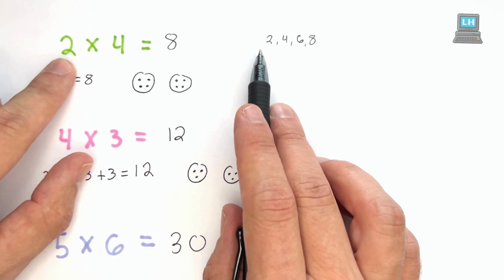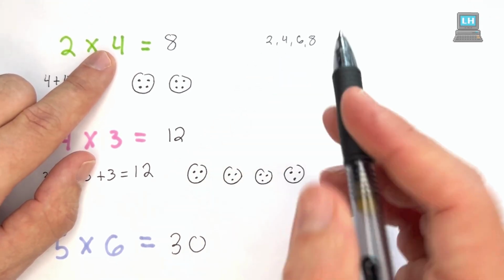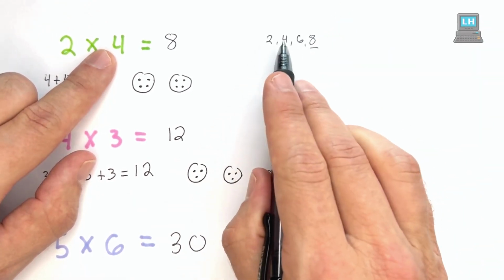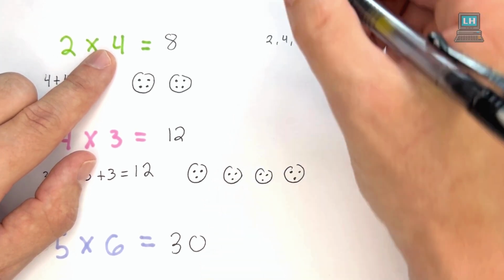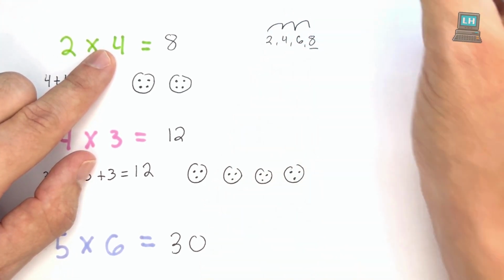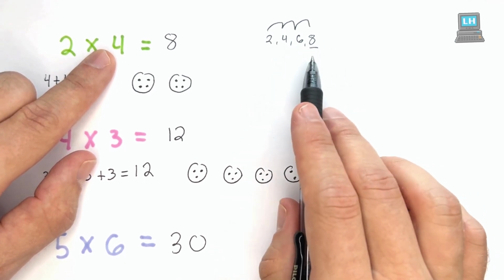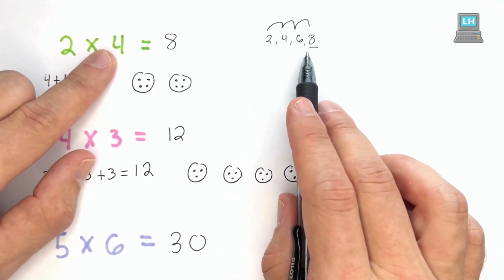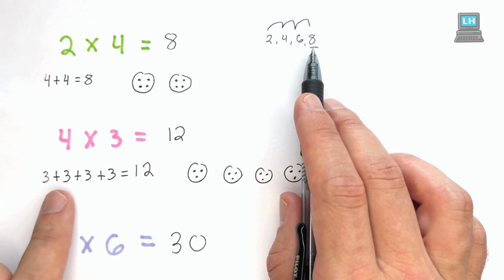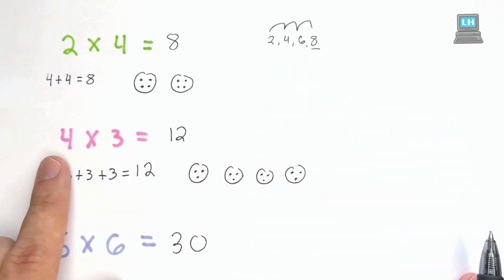I skip counted by 2s. I'm going to find the 4th one over here. 1, 2, 3, 4. Okay, 4 jumps. Boom. Okay, looks like 3, but it's 4. Trust me. And that will get you your answer. Okay. All right, let's try this top secret method over here.